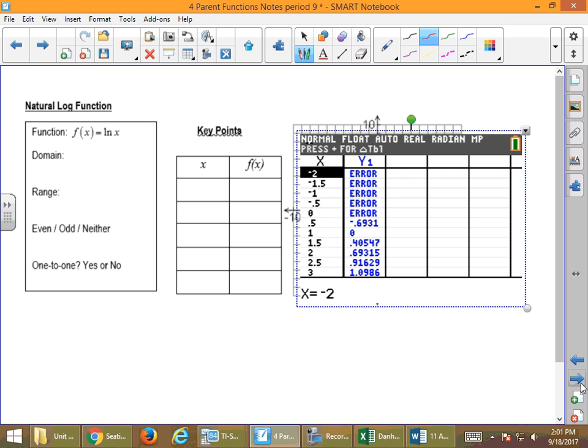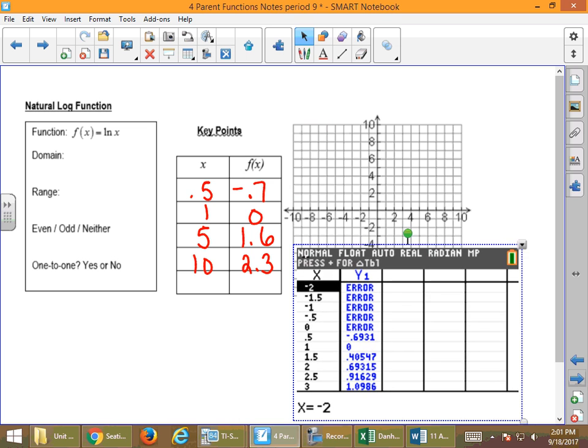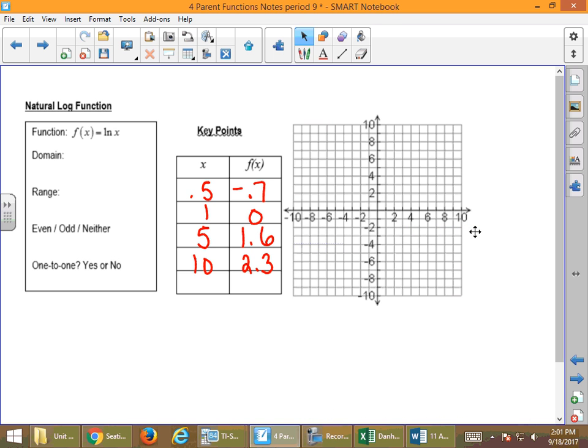But what we've got here is we've got our 0.5, negative 0.7, 1, 0. Then I actually did 5 and 1.6, which you got to scroll down on your calculator for. And I did 10, 2.3. Just to get us going a little bit in the right direction, giving us some points that are spread out so we can fit it in our graph, or at least we can get a good picture.